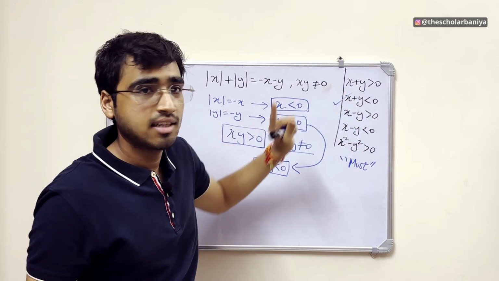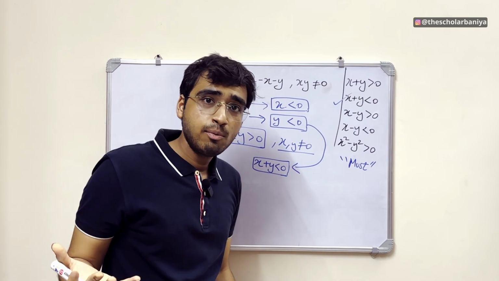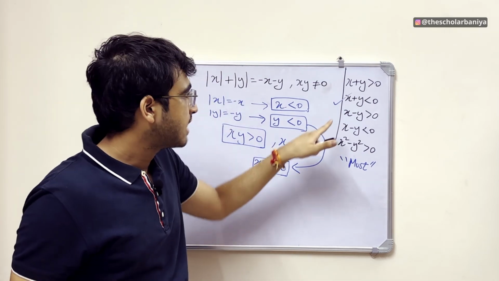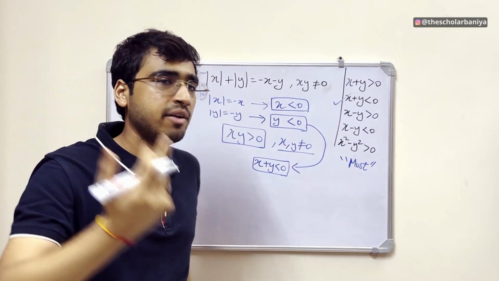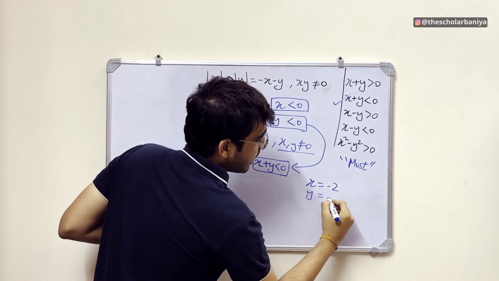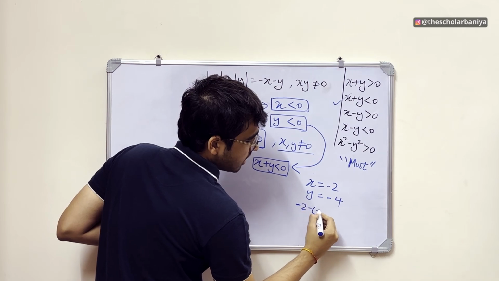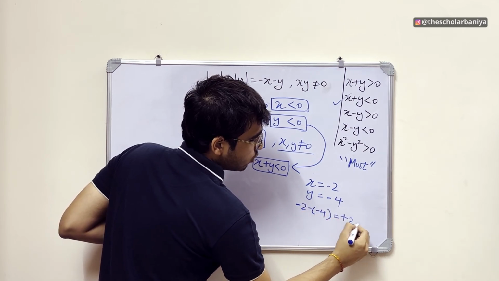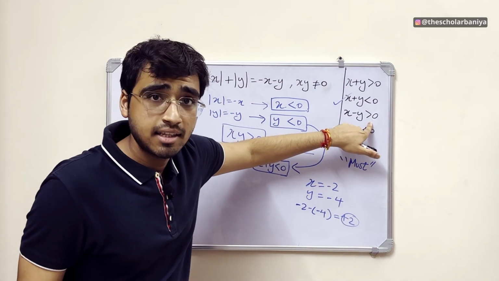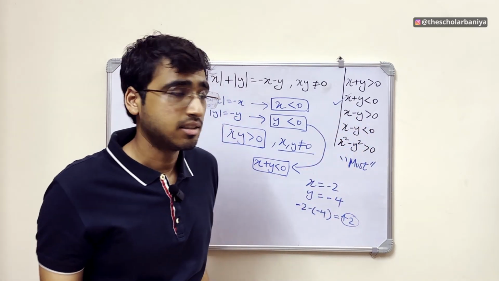x + y will be less than 0. x - y is greater than 0: this can be possible in some cases. For example, if y is a bigger negative number, say x = -2 and y = -4, then x - y becomes -2 - (-4), which is +2. Then it can be greater than 0, so this is a possibility. This can happen in some cases.